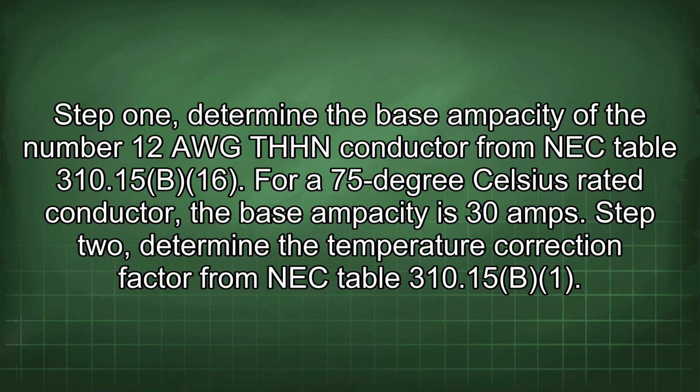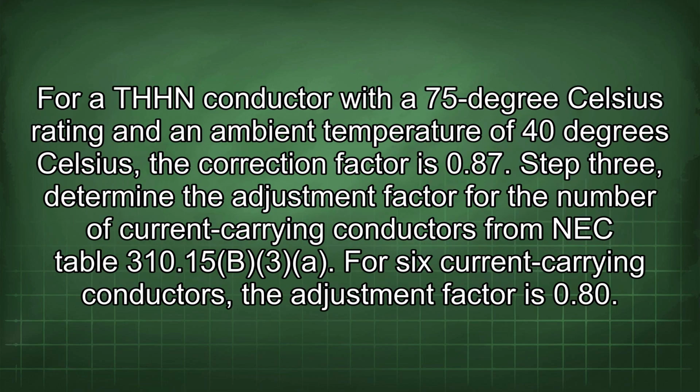Step 2. Determine the temperature correction factor from NEC Table 310.15(B)(2)(a). For a THHN conductor with a 75 degrees Celsius rating and an ambient temperature of 40 degrees Celsius, the correction factor is 0.87. Step 3. Determine the adjustment factor for the number of current carrying conductors from NEC Table 310.15(B)(3)(a). For 6 current carrying conductors, the adjustment factor is 0.80.